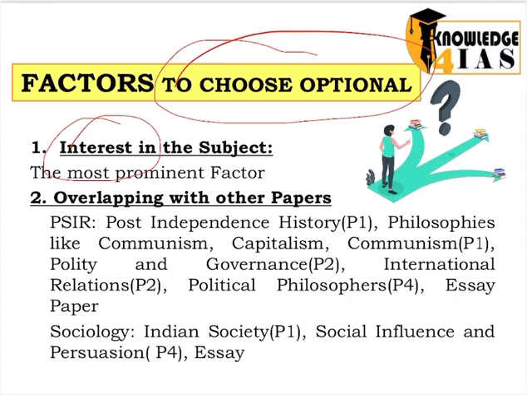So interest should be the first and topmost factor while selecting an optional paper. Second factor is overlapping with other papers. If you see the syllabus of an optional paper, you will find that it has overlapping with some part of the GS paper. For example, let us take political science. Why am I taking the example of political science?